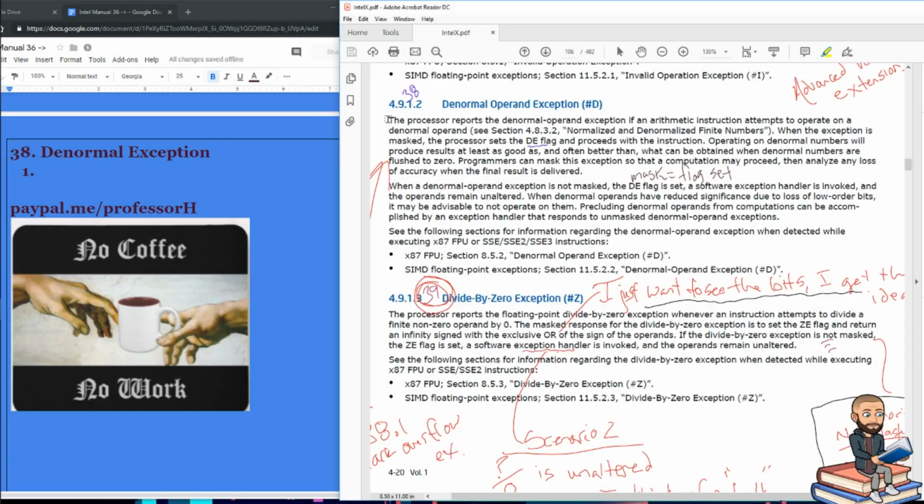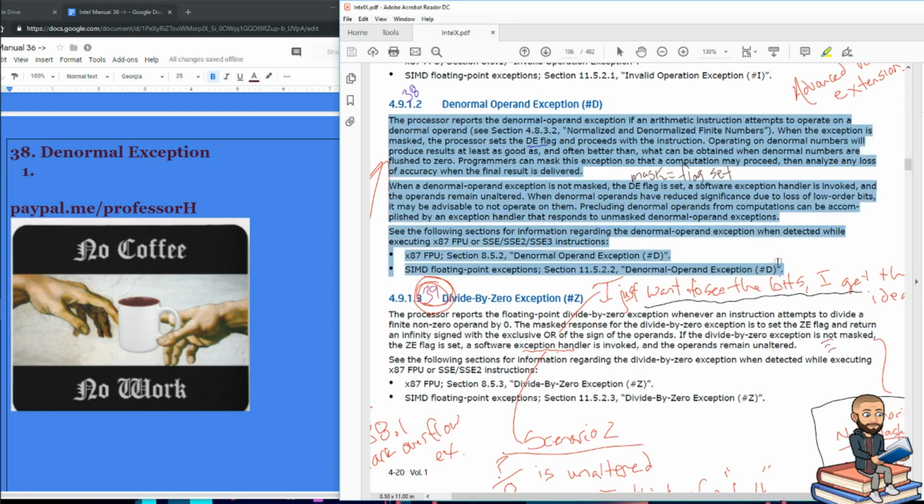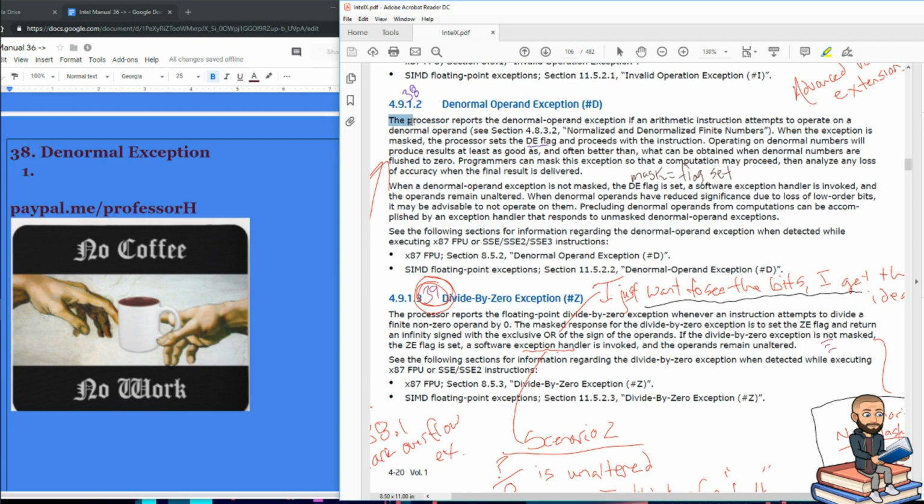The objective today is to explain what the Intel manual says about denormal operand exceptions. And as you can see here, it's pretty short, so I'm going to rely on Wikipedia after going over the Intel manual part, just to give the video some maybe more beef to it. I just feel a little guilty if I make really short ones.